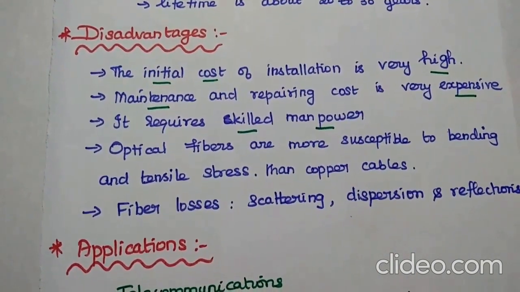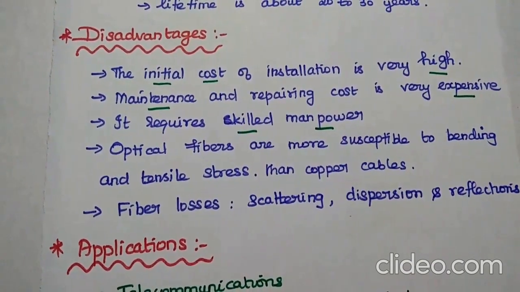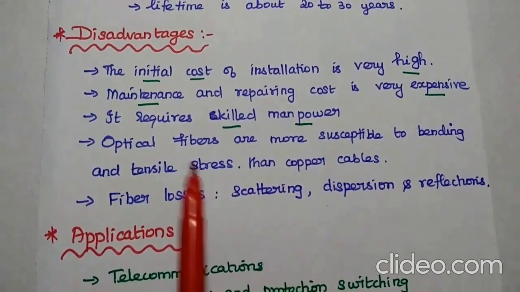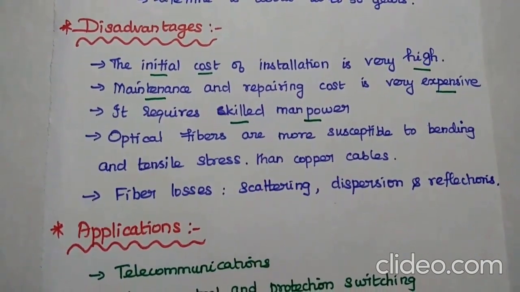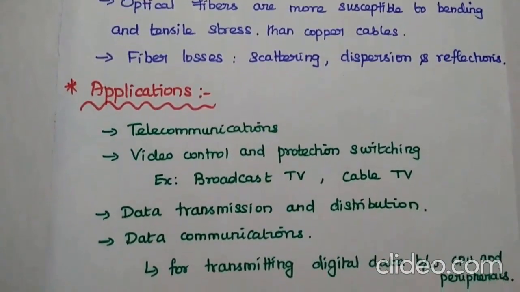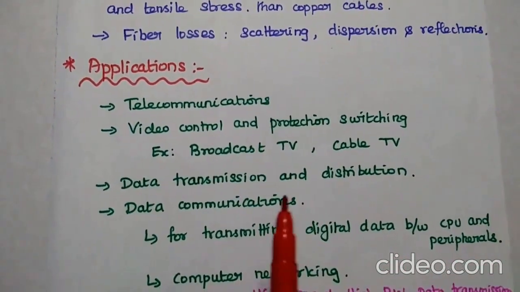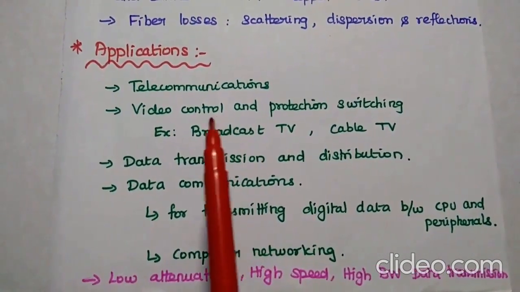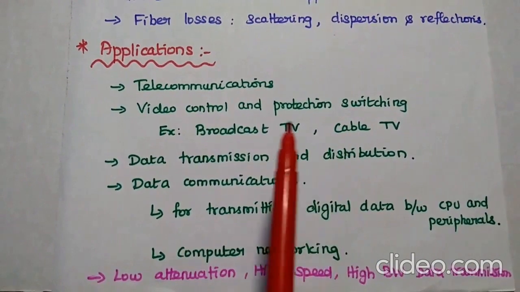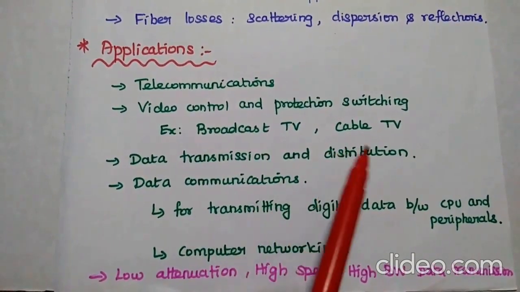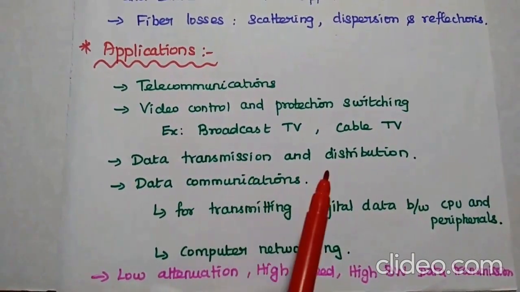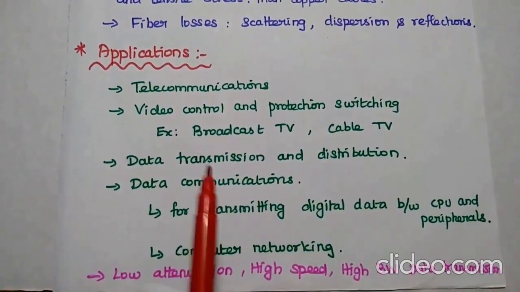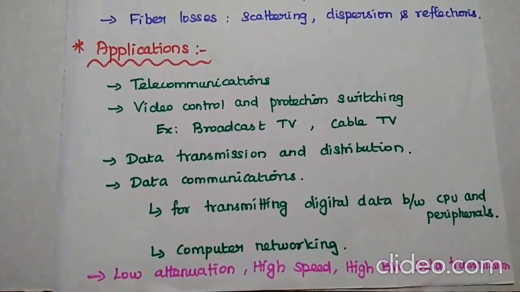Then coming to the application part, these are all the applications where optical cables are used. One is telecommunication, video control and protection switching in broadcast TV, cable TV, data transmission and distribution. Then data communications for transmitting digital data between CPU and peripherals. Then computer networking, with very low attenuation, high speed and high bandwidth data transmission. So these are some of the applications of optical fiber.